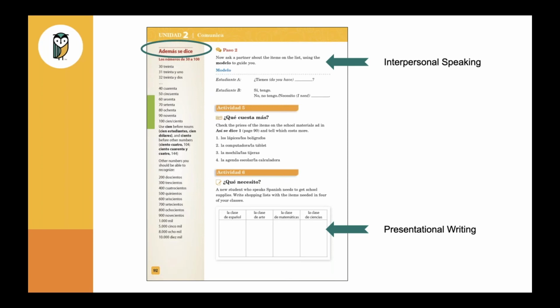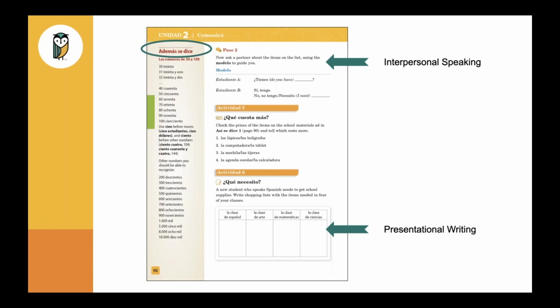For example, let's look at Unidad 5. In order to complete the activity as it's listed, students can simply say the name of the item that costs more. So they can look back at that ad on page 90 and they can just say los lápices or la computadora. However, you could easily differentiate this activity to challenge some students who are ready. You could have them say how much each item costs using the information in the Además se dice section, and then say which costs more.